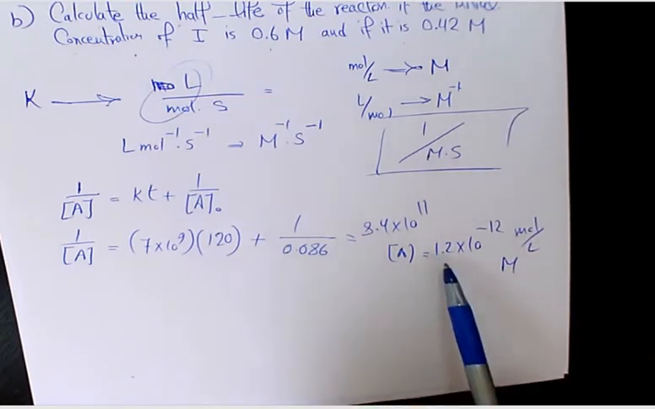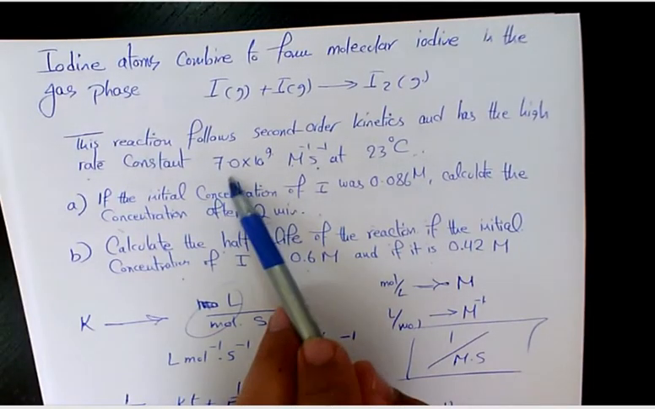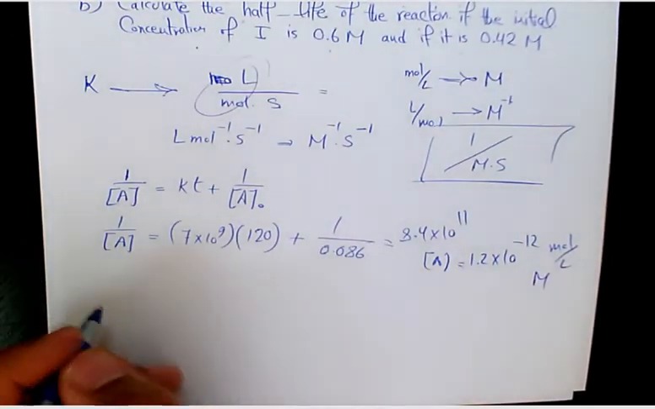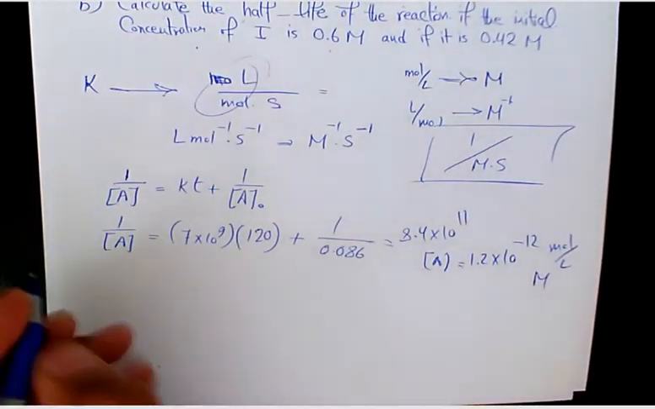So as you see here, after 2 minutes it dropped significantly. Why? Because K is really high. And it also mentioned that it has the high rate constant. It means that the rate of reaction is really high. So that's the answer to part A.